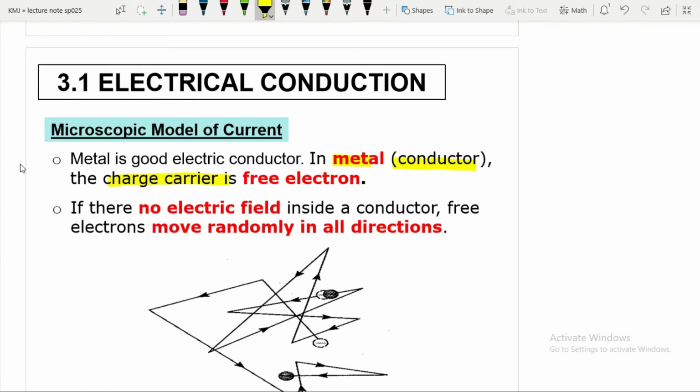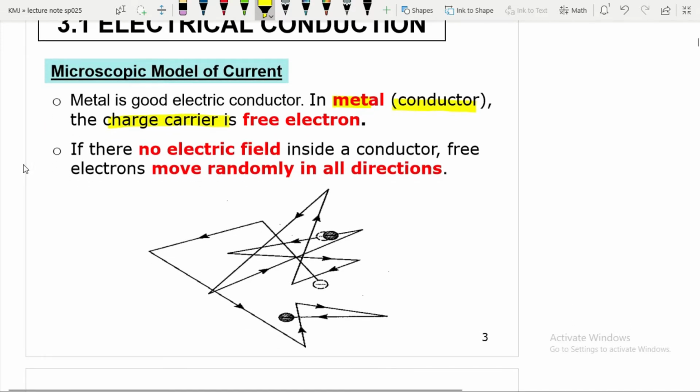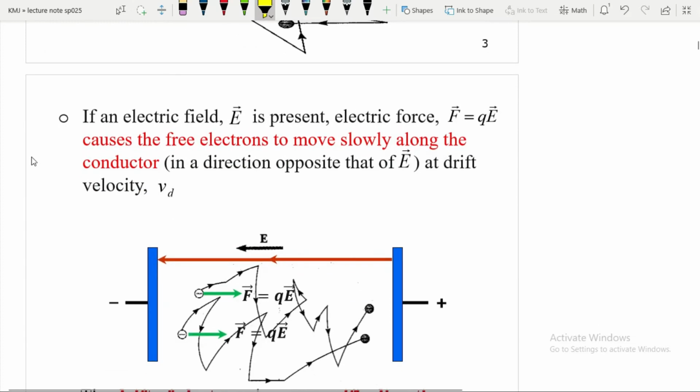If there is no electric field inside the conductor, free electrons move randomly in all directions. So remember this. Free electrons always move randomly in all directions. Okay, this is the attribute of free electrons. If an electric field E is present, electric force F equal to QE causes the free electrons to move slowly along the conductor.